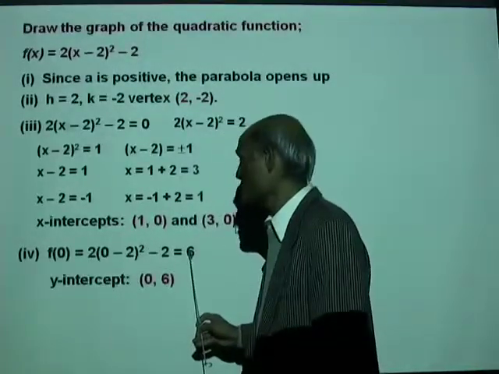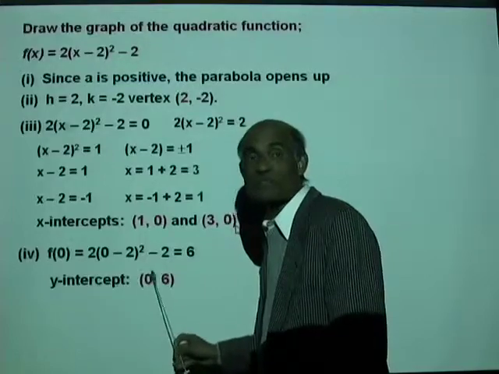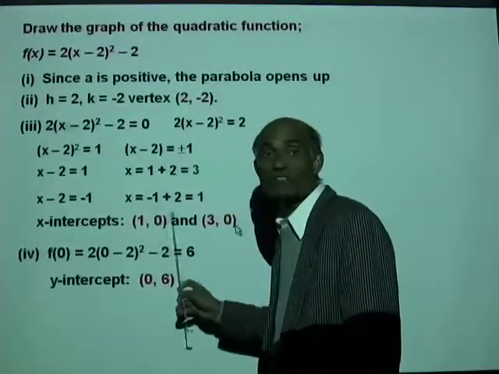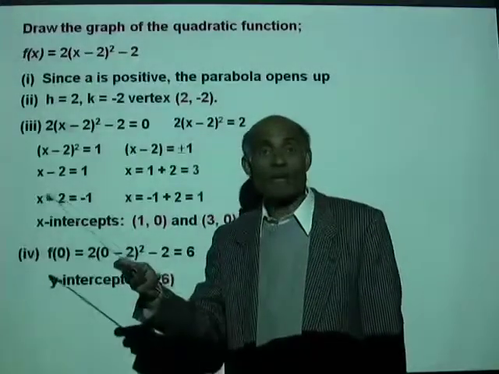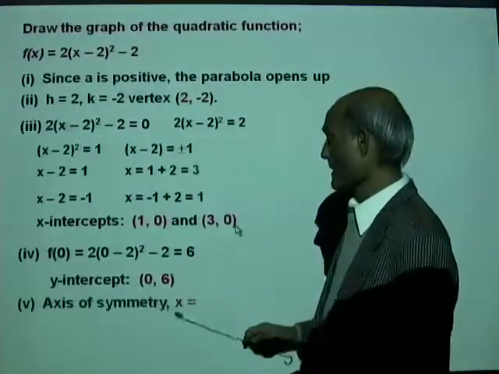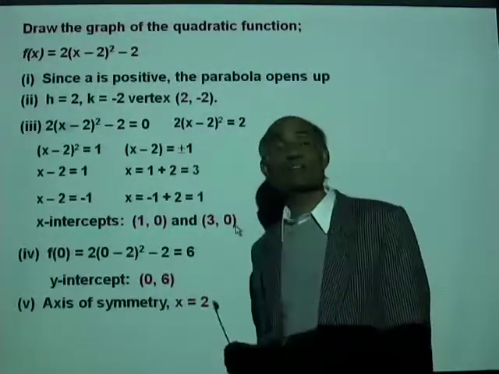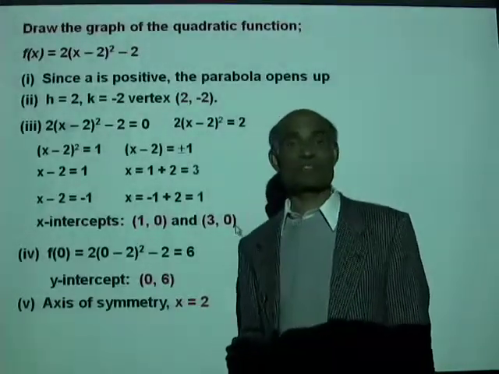8 minus 2 is 6. So the y-intercept is (0, 6). Now watch the way I write each intercept as an ordered pair. Very important there. And what is the axis of symmetry? The line x equal to 2 is the axis of symmetry.